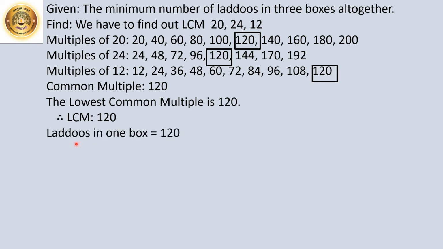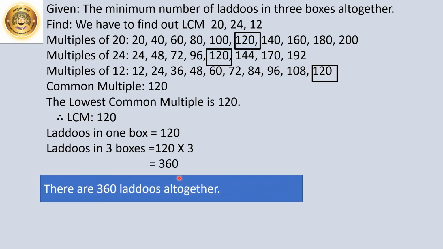Now laddus in one box is 120. And how many boxes are we having, students? 3 boxes. So laddus in 3 boxes is equal to 120 multiplied by 3, which is 360. So there are 360 laddus altogether. So students, hope you understood these word problems and practice set 25 also. You solve practice set 25 in your notebook.